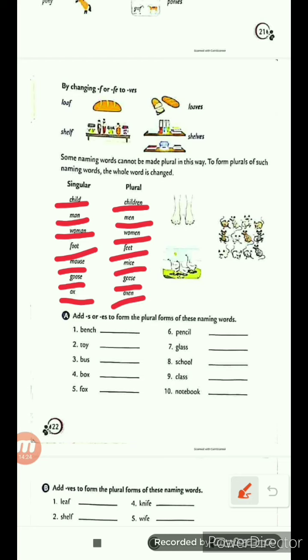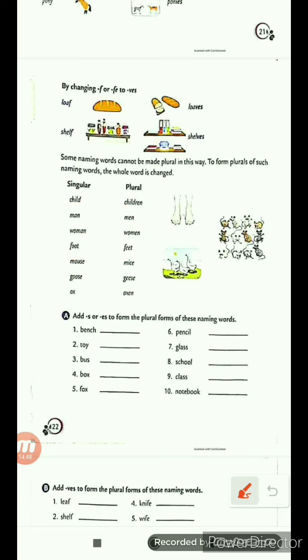So these are the few words in which the words are totally changed. You can see that these words have changed from the singular words. So these you have to learn. You just have to learn all these words, because here no ES or VES is added. You have to just learn this. So this was the explanation of the chapter.